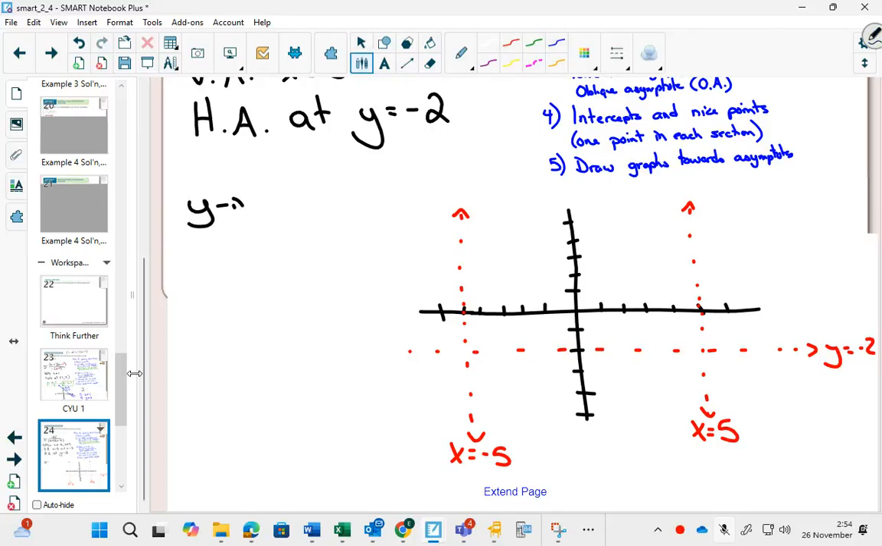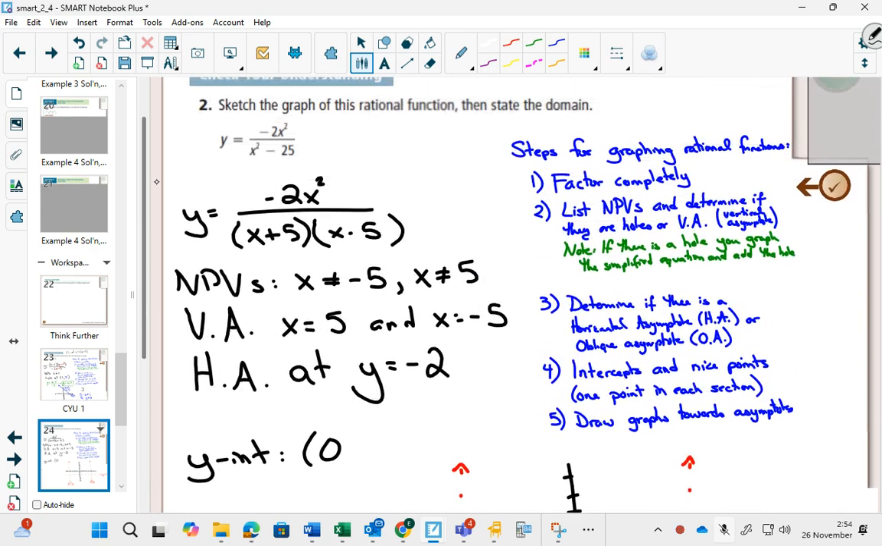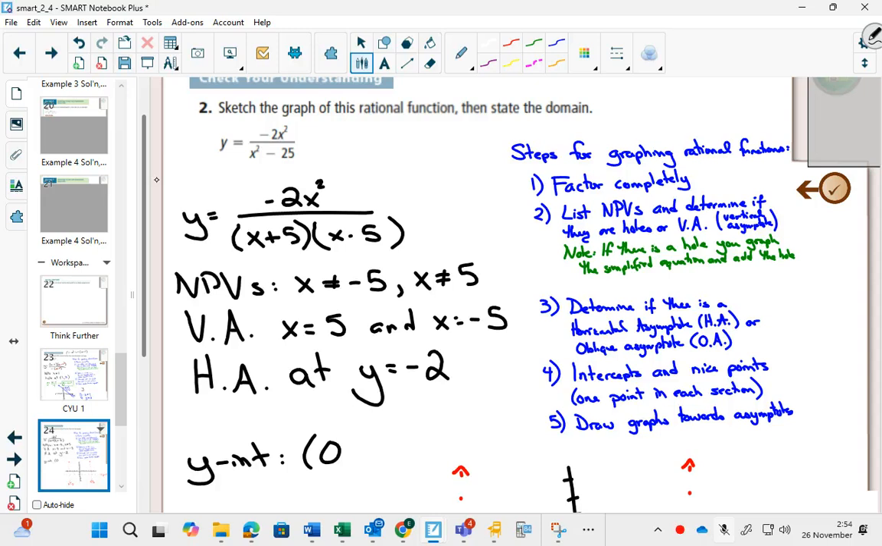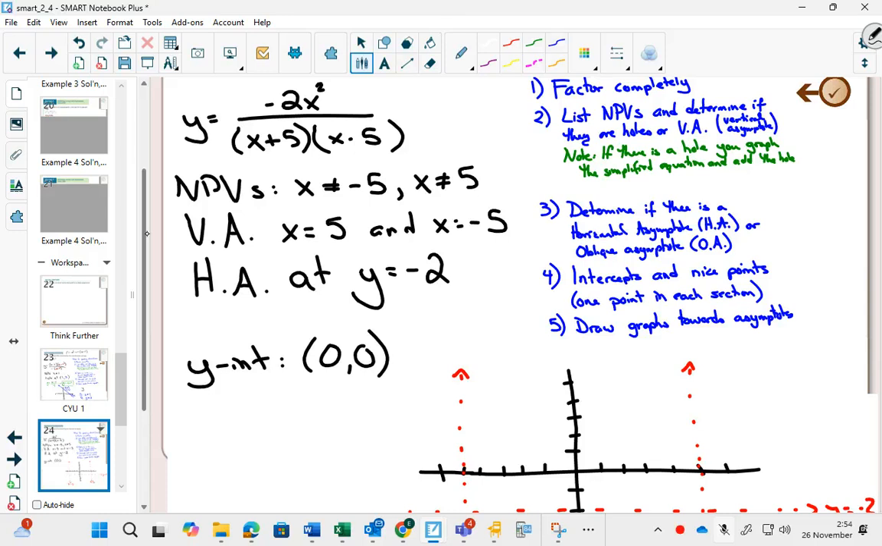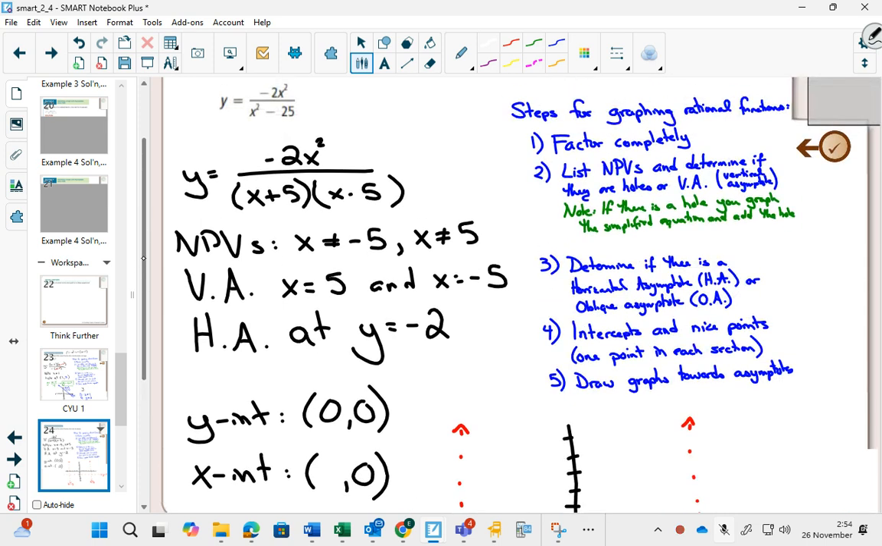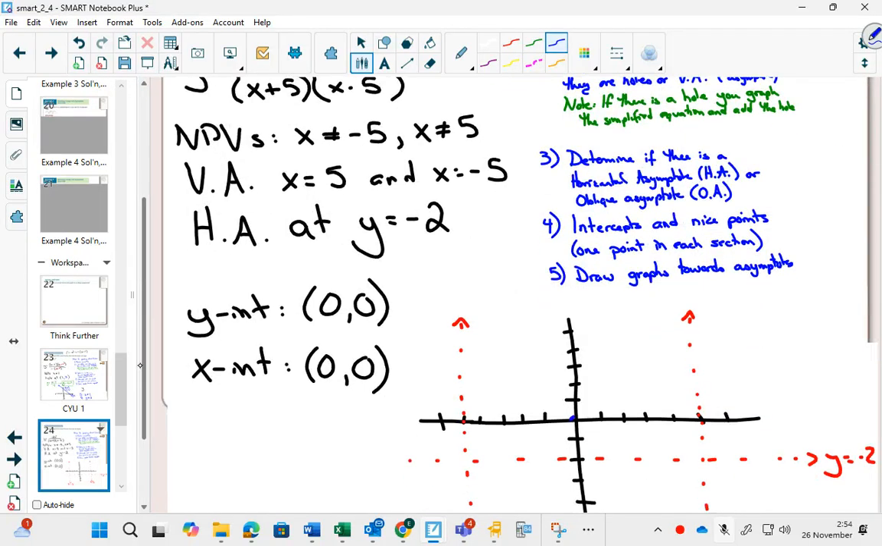Let's find our y-intercept. Plug in 0 for x. And we get 0 over negative 25, which is 0. X-intercept. Plug in 0 for y. And look at your fraction. When is the numerator 0? When x is 0. Oh my goodness, we found 2 points that end up being the same point.